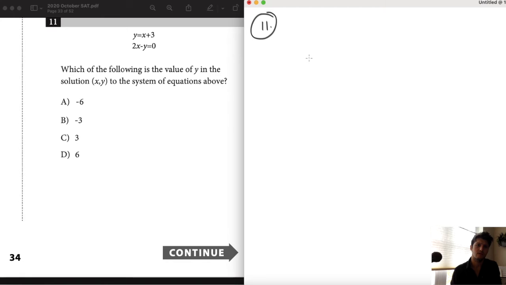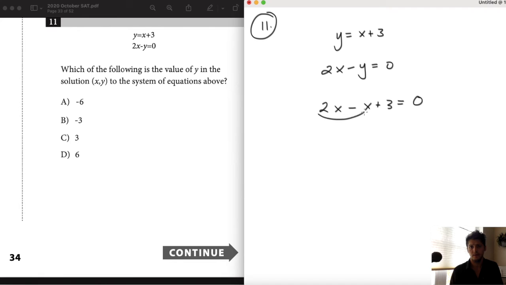Here's the normal approach. If y equals x plus 3, what people are usually going to do is replace y in the second equation. We have 2x minus y equals 0. Replace that y with the value x plus 3. You could totally do this, and in this case it's just as efficient. You could add these up and get x plus 3, right? 2x minus x is x. So now x equals negative 3.